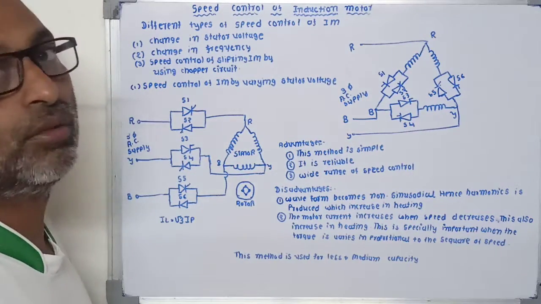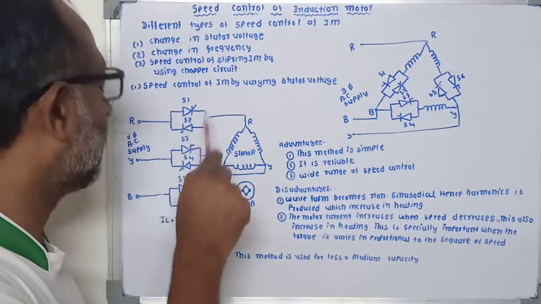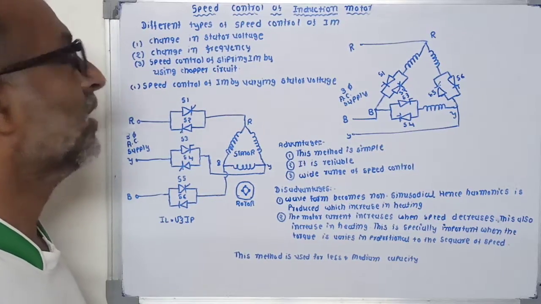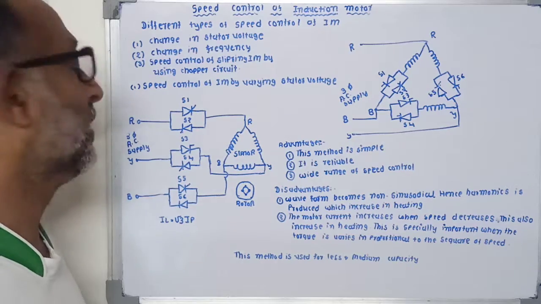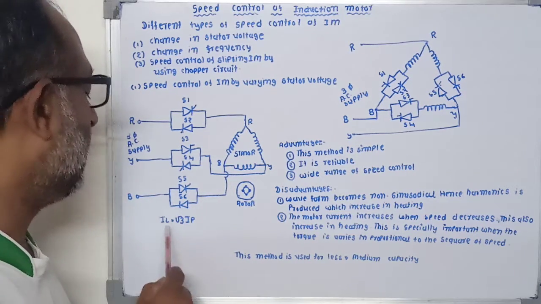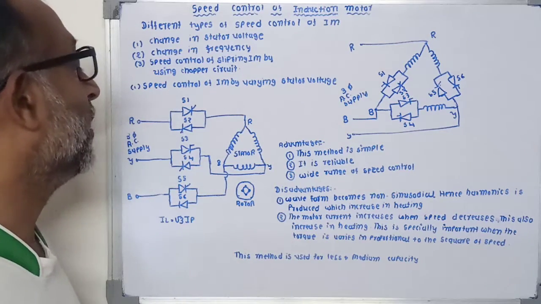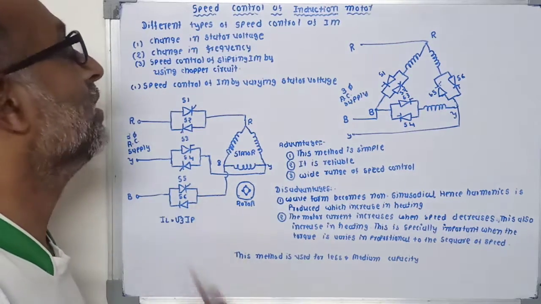Here the most important thing is that the SCRs are connected in the line. So the rating of the SCR must be of higher capacity, because the line current is √3 times the phase current. So there is a main disadvantage.